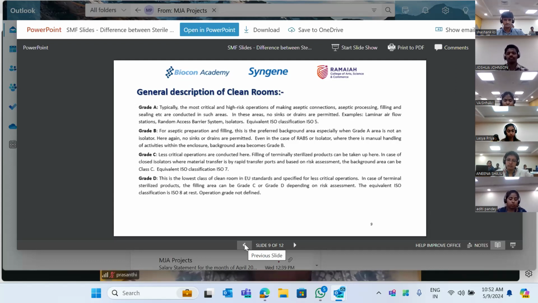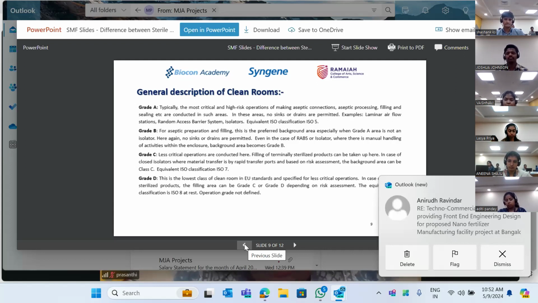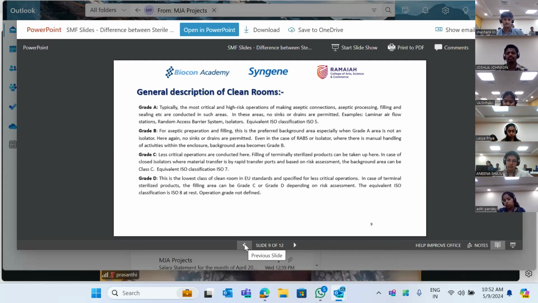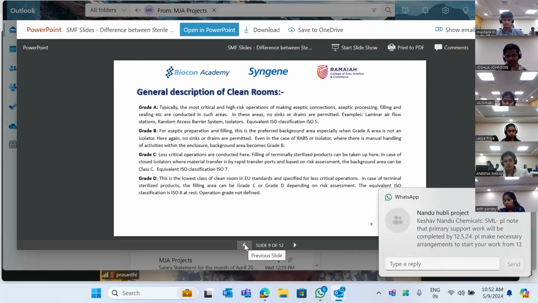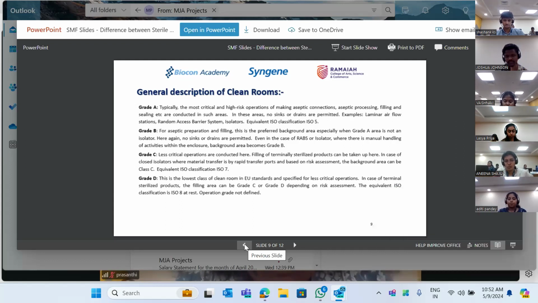ISO class 7 or grade B. The next stage after the cleanest area is the next cleaner area. This classification is suitable for less critical areas where product exposure is limited, such as buffer zones and preparation areas, because the final filling will be in grade A. The preparation areas and buffer zones will be in grade B, that is ISO class 7. Now, the outer areas are all under grade C or ISO class 8. This classification supports areas that are not directly involved in product handling, such as gowning rooms and corridors. The air quality standards are lower than ISO class 7.